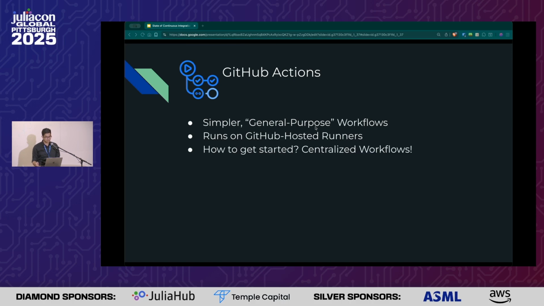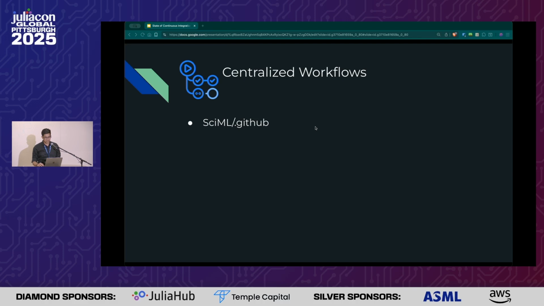So how do you get started? The answer is two words: using our centralized workflows. Centralized workflows is this new thing that we've been rolling out over the course of the past year. How does this work? It's super simple. We basically have all our workflows defined in a central location in the SciML/.github repository. And all you need is this one liner in your job definition, and then it'll automatically run for you.